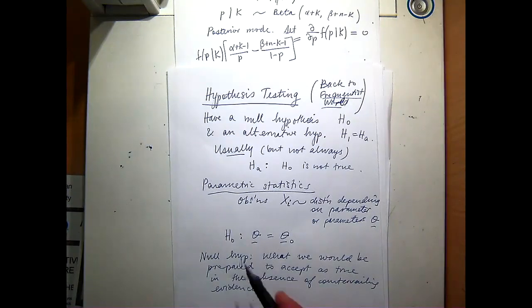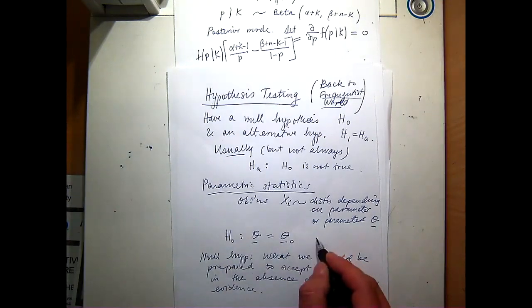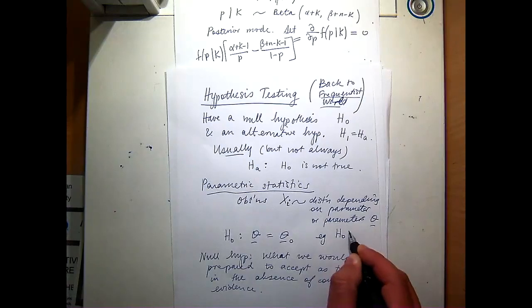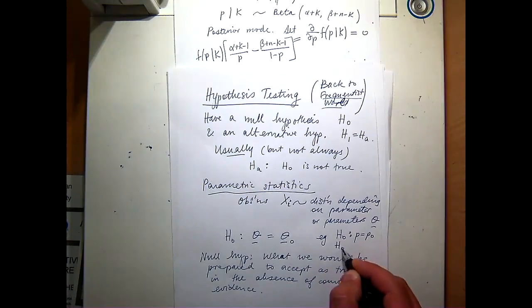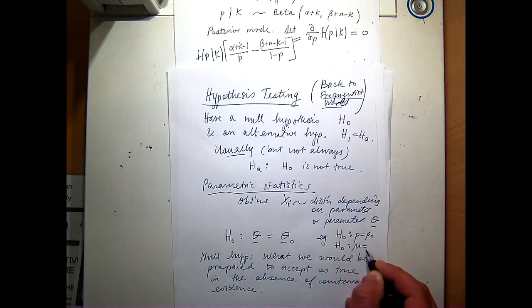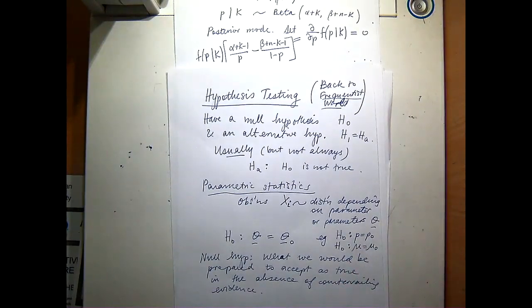In the case of a proportion, you would say H0: P equals P0. Or, in the case of a mean, H0: mu equals mu0. So P0 and mu0 will be known things, like I think the probability is a half, or I think that the mean is 10. Just because I would be prepared to accept the probability is a half without evidence doesn't mean I would be rigorously against it being something other than a half.